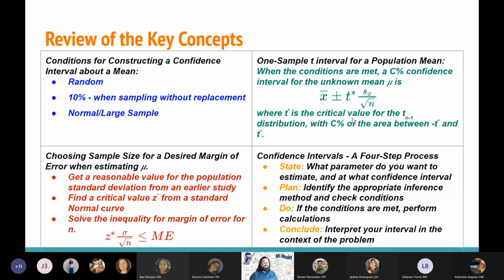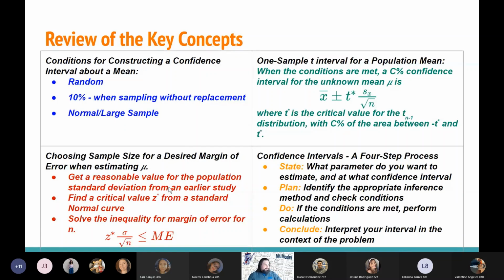And t star is the critical value from our t-distribution using the degrees of freedom n minus 1, one less than whatever the sample size was, and with a C% of the area between negative t star and t star using table B. Right? Table A and table B will both be provided to you in your set of equations and tables for the AP exam. You'll have access to those.